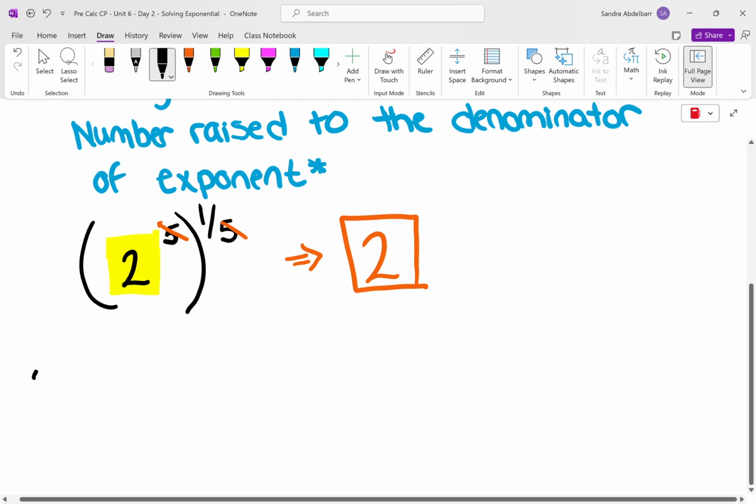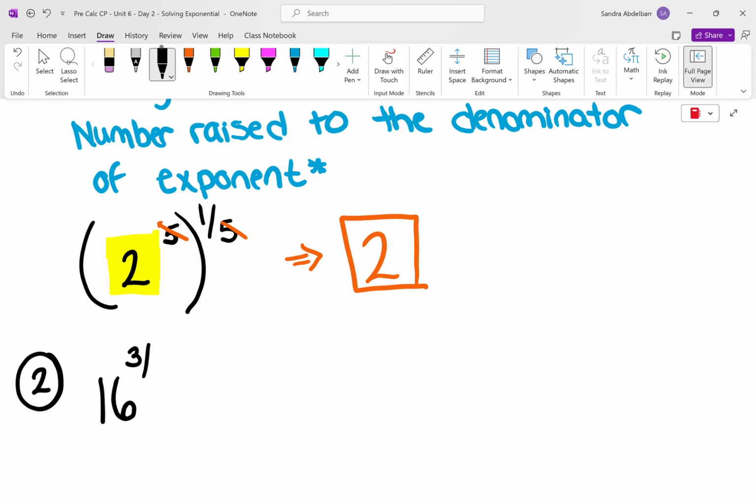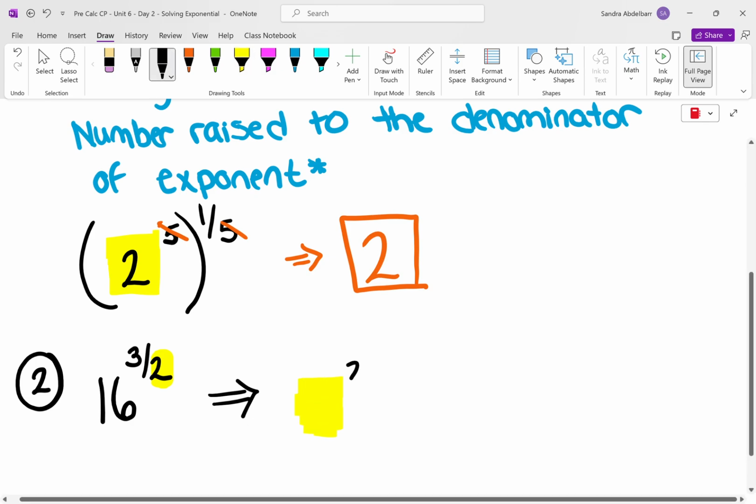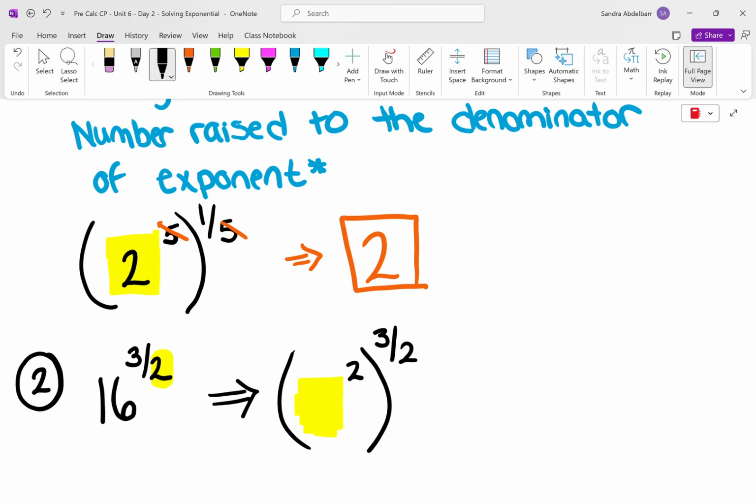All right, let's keep simplifying. 16 raised to the 3/2 power. So I want to change this into some number raised to what power? You want it raised to the power of the denominator of the exponent. So I need to change 16 into some number raised to the 2nd power, and then that will be raised to the 3/2. Exactly. 16 is the same as 4 raised to the 2nd power.